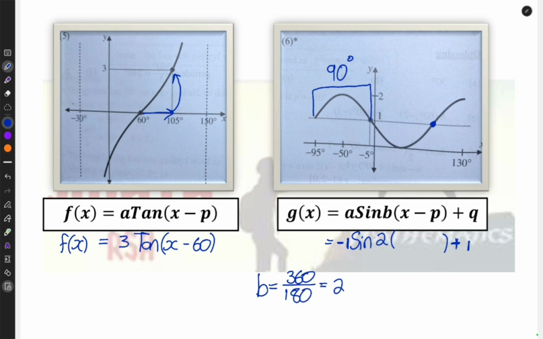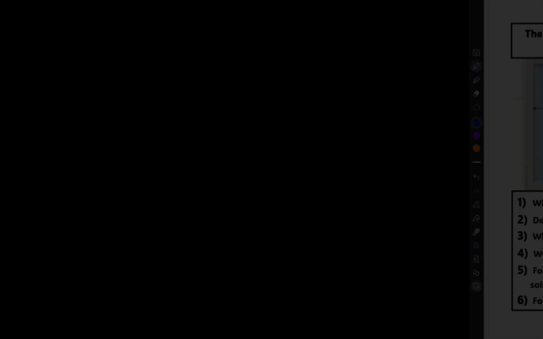Now I just need to figure out how far this graph moved, left or right. And now it's a very tricky part because the B is in front of the bracket. I can see the graph should have started at 0 and 0, but it moved 5 degrees to the left. Now I can't just say P is plus 5 because there's a 2 in front of the bracket. So this must be 5 over 2. Okay, very tricky question, but that is the answer.